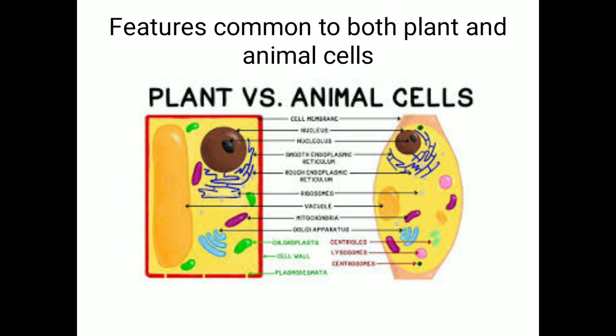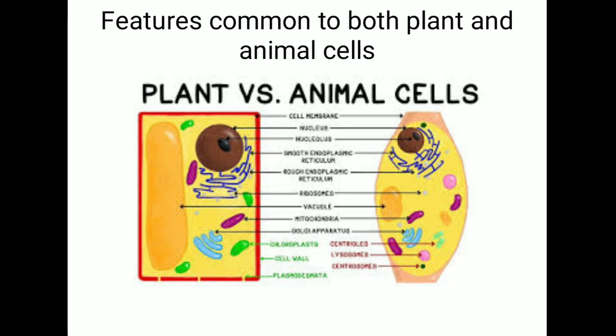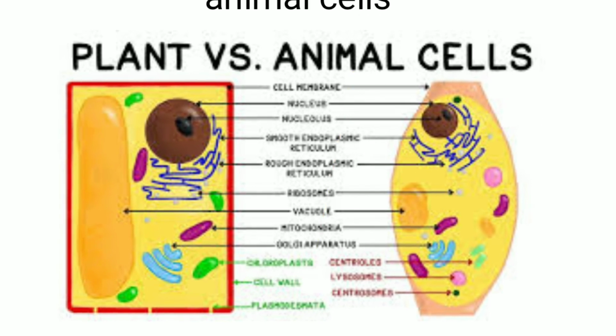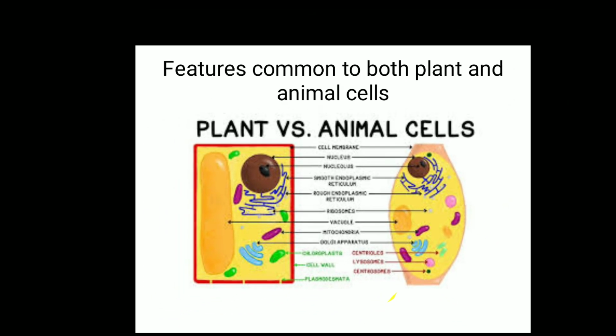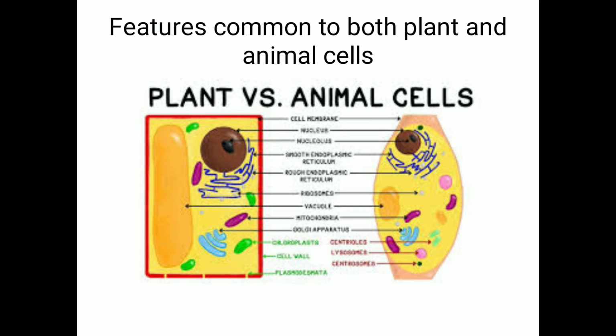Now, the features which are common to both plant and animal cells. You can see the cell membrane present in both, nucleus, then the nucleolus, smooth endoplasmic reticulum, rough endoplasmic reticulum, ribosomes, vacuole. In plant cells, the vacuole is very large. Mitochondria is there in both. Then in animal cells, centrioles, lysosomes, and centrosomes are there. While in the case of plant cells, we have the chloroplast, cell wall, and the plasmodesmata. So, from this figure, we can compare the plant and animal cells.